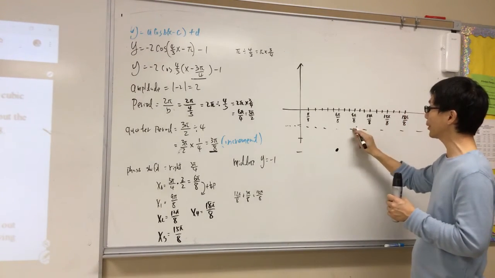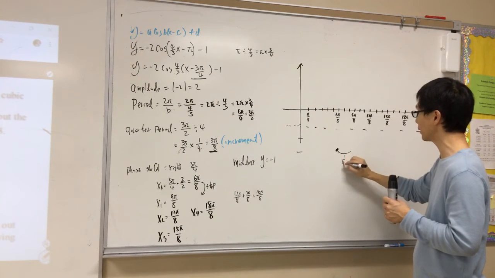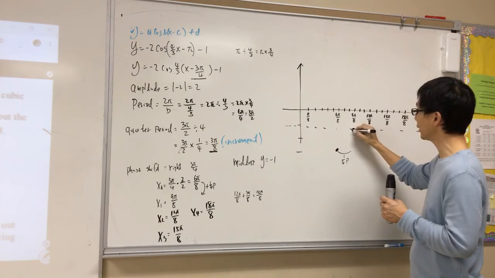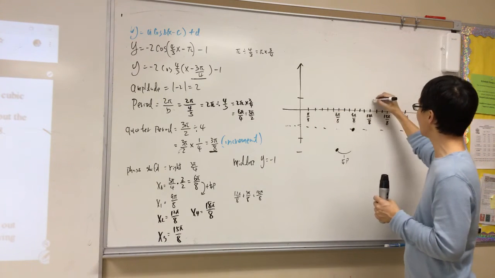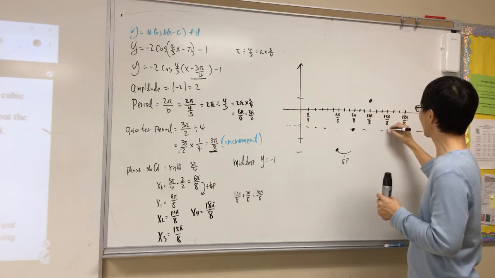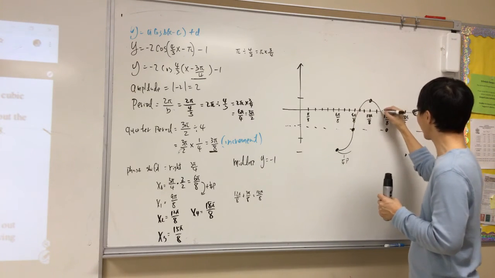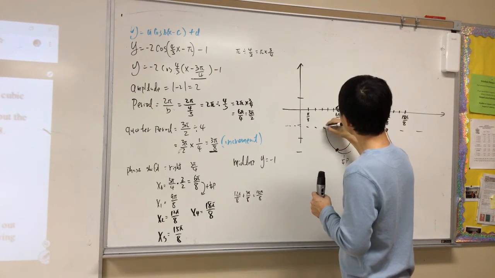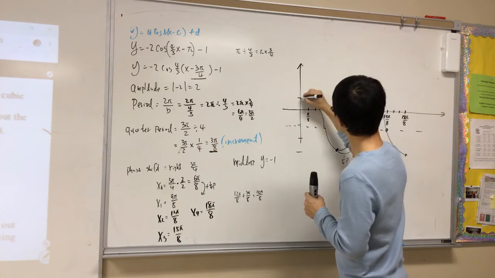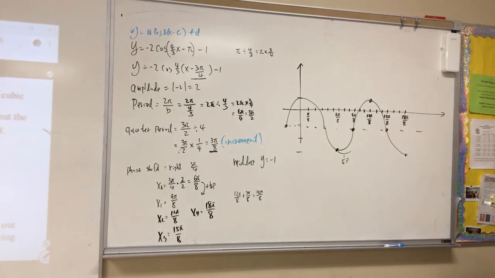Now I'm going to go back to the quarter period. So from here to here is a quarter period. So it's going to go up to here to the midline, and then go up 2 units above the midline, and come back down, and come back up. So the graph is going to be like this. Okay, so basically this is the cosine graph.